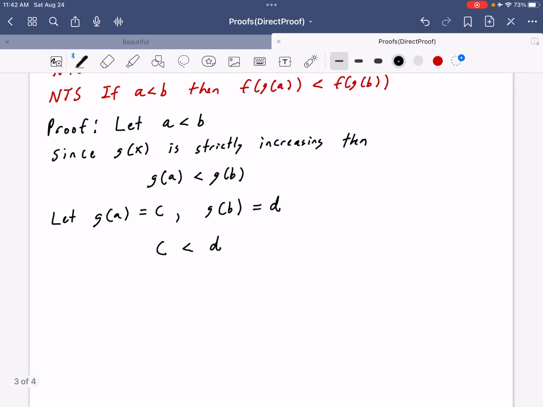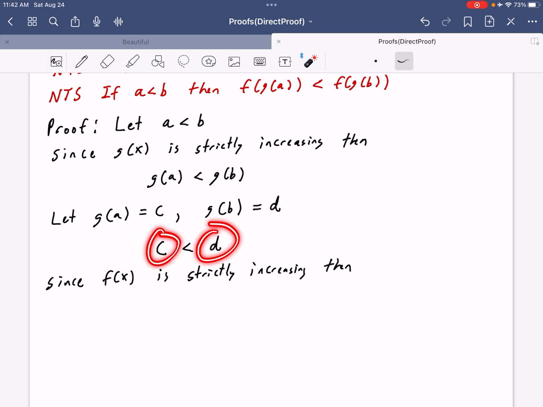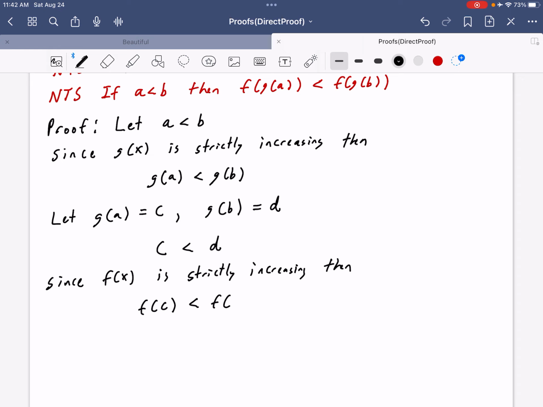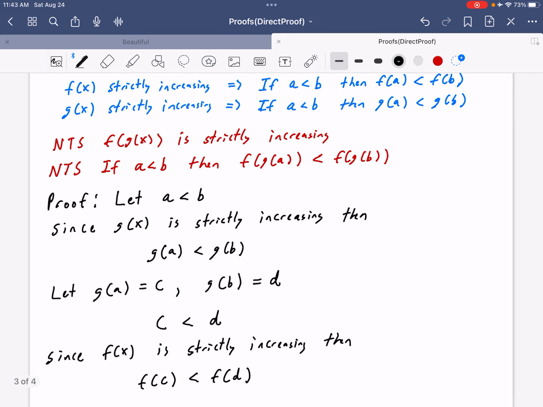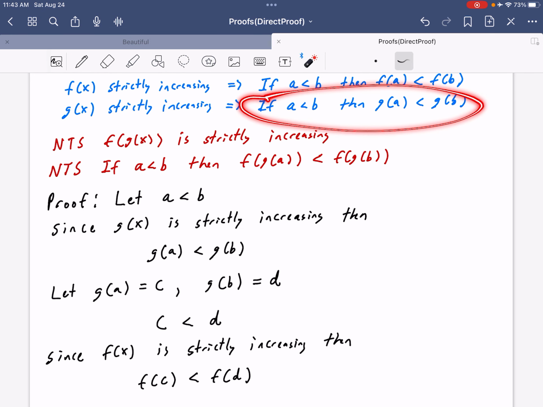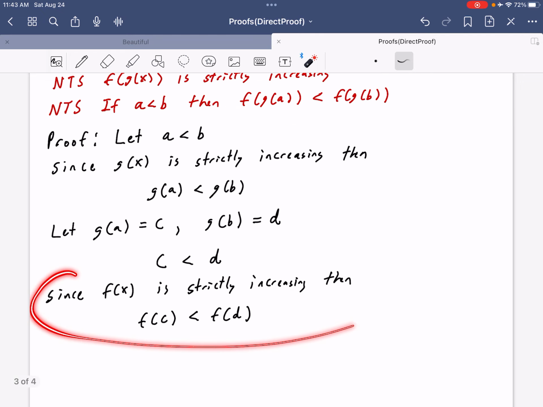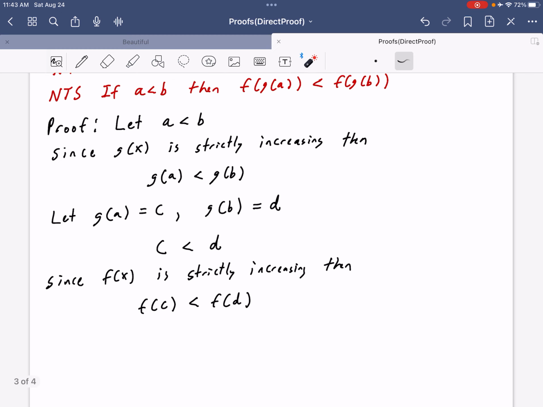And then since f of x is strictly increasing, since c is less than d, we know that f of c needs to be less than f of d. Right? That's what it means for f of x to be strictly increasing. We're applying this definition. The only difference is that this was phrased in a and b, and this is phrased in c and d. So since f of x is strictly increasing, f of c has to be less than f of d.